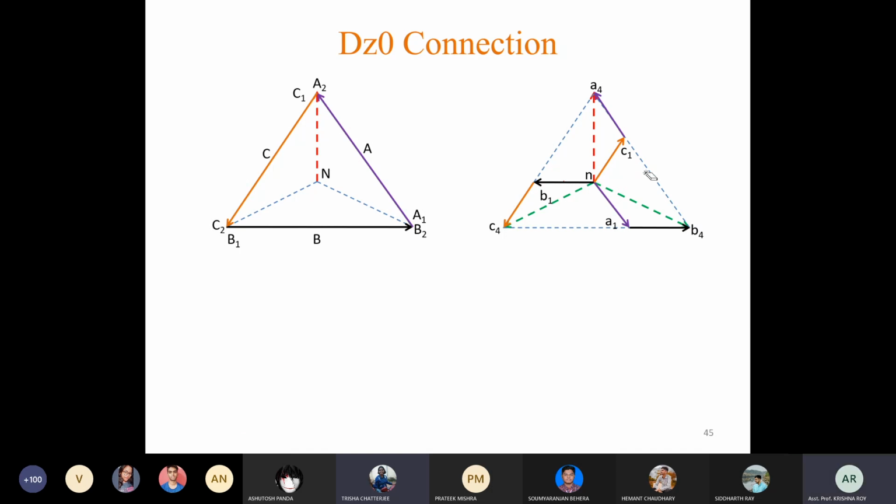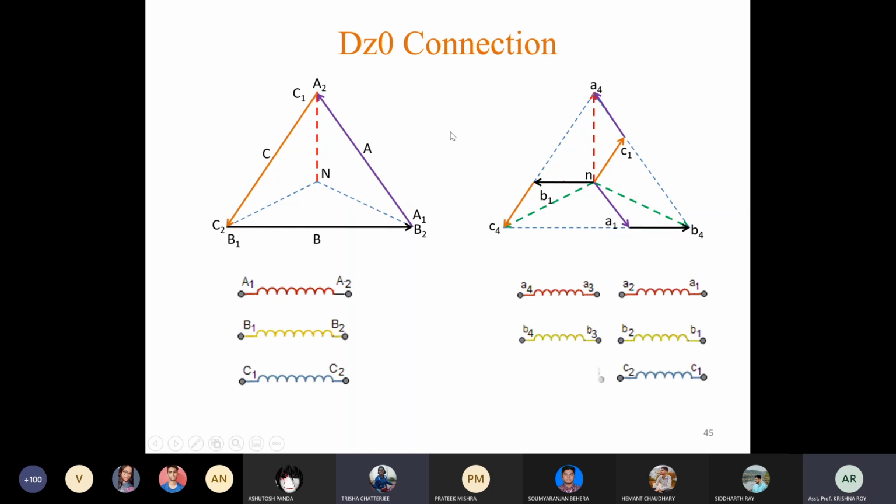So this is our phasor diagram. Now based on this, we have to draw the connection diagram. Connection diagram for the primary is very simple. In the primary side there are 3 coils, in the secondary side 6 coils. So the primary connection is A1 B2, B1 C2, C1 A2, and the input terminals are A2 B2 C2.